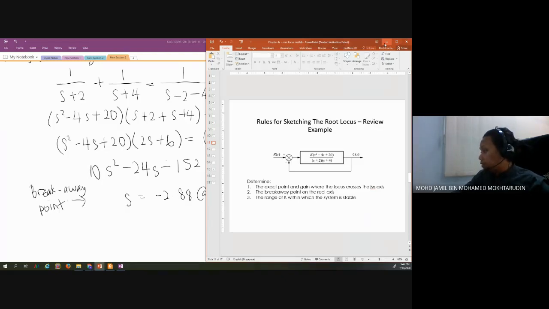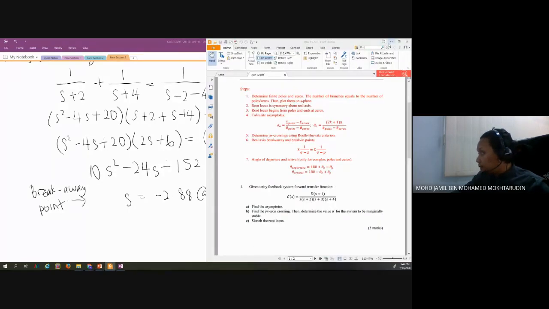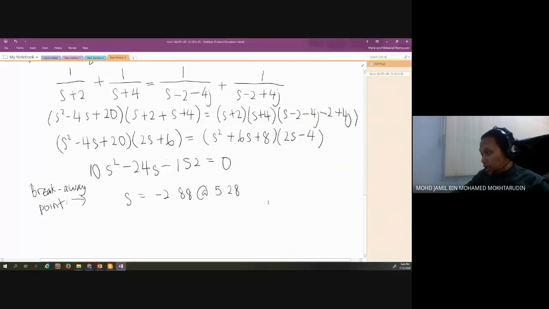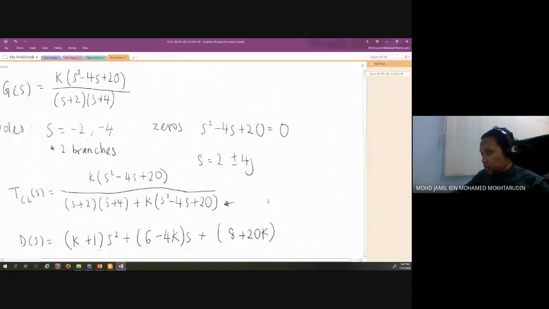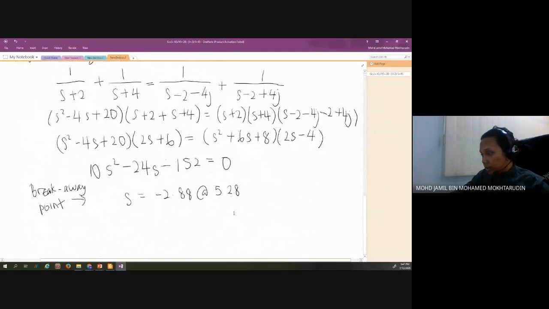The question does not ask for a sketch. Okay, the sketch has gone missing. Then you can sketch the root locus based on this information. So, root locus.